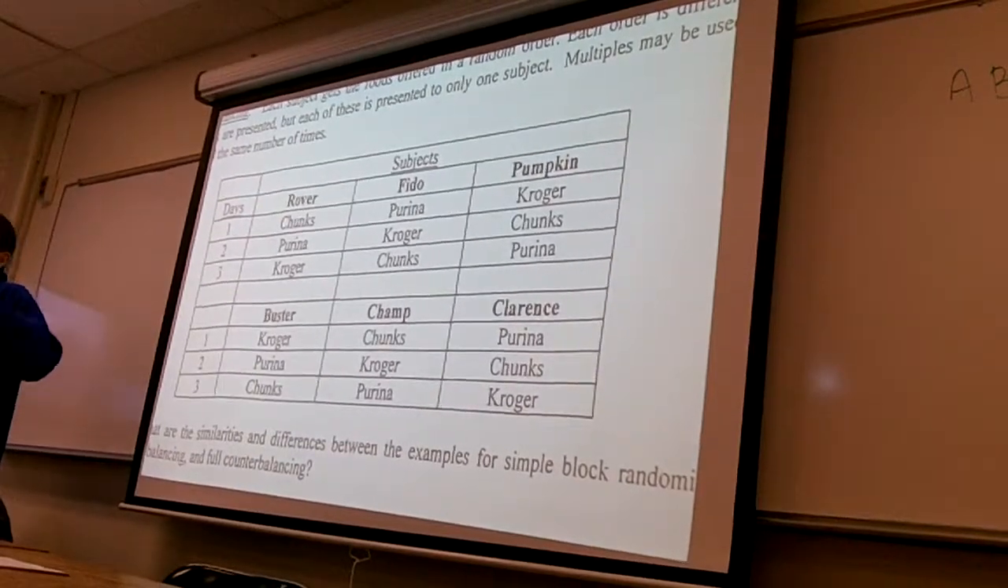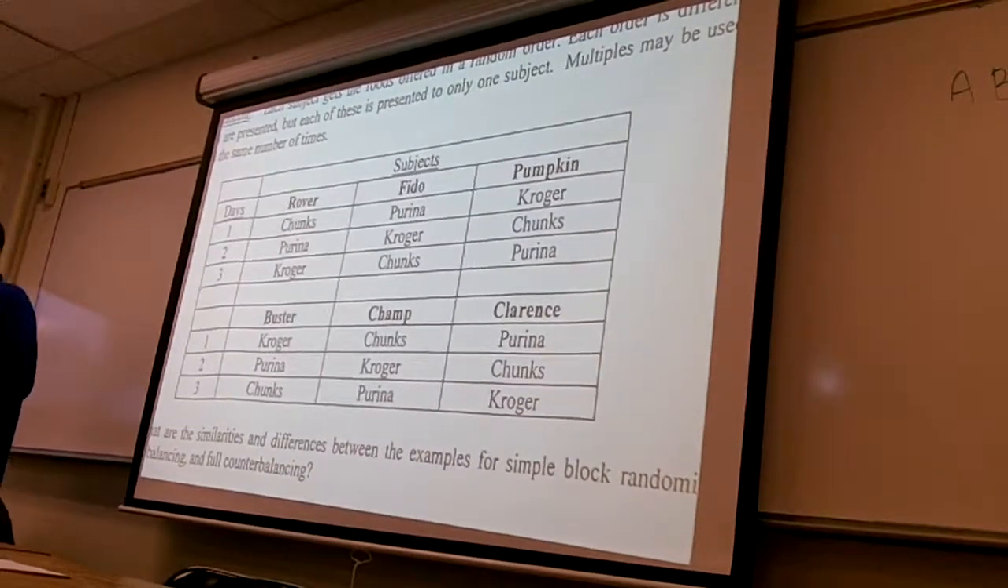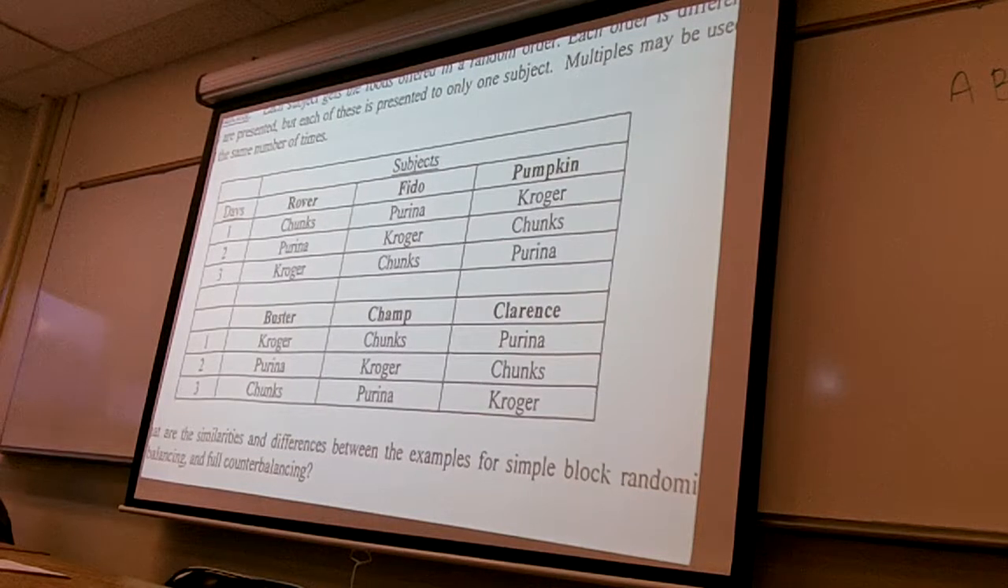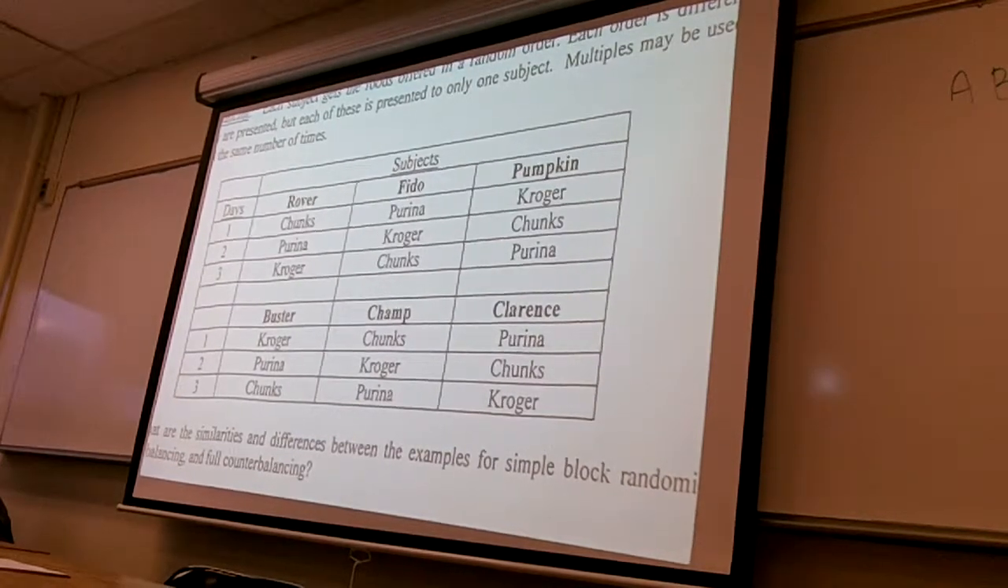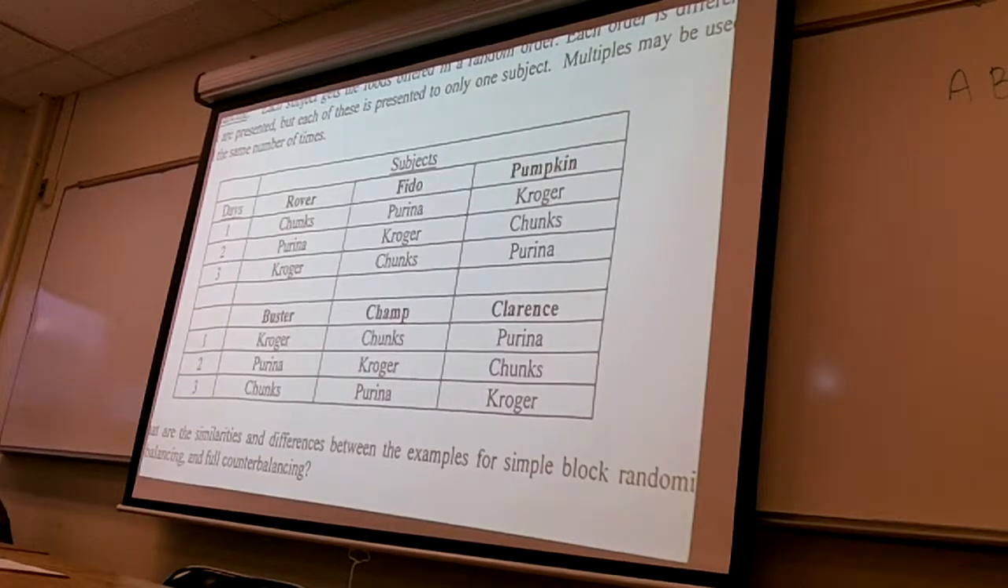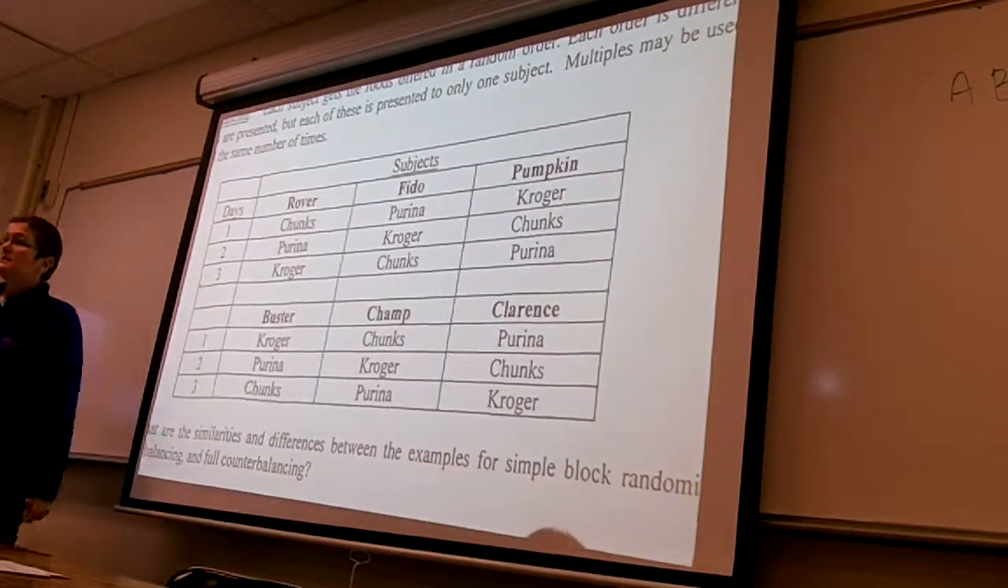And I could expand that. If I've got 6 dogs, that's fine. That's the minimum number I would need. I could continue to have multiples of 6. So I could have 12 dogs or 18 dogs or whatever. But each dog would experience each food only one time. And each dog experiences a different order.